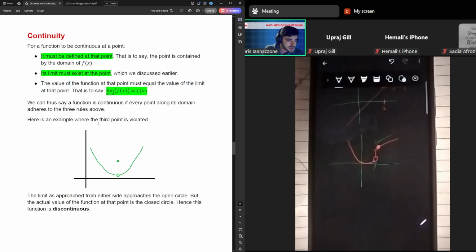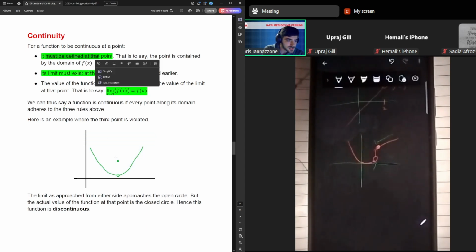Last one's a bit more niche. That's why I've included an MS Paint drawing in there, apparently. And that is that the value of the function at that spot must be the same as the limit at that spot. So here's one where it's just the third point that's violated.